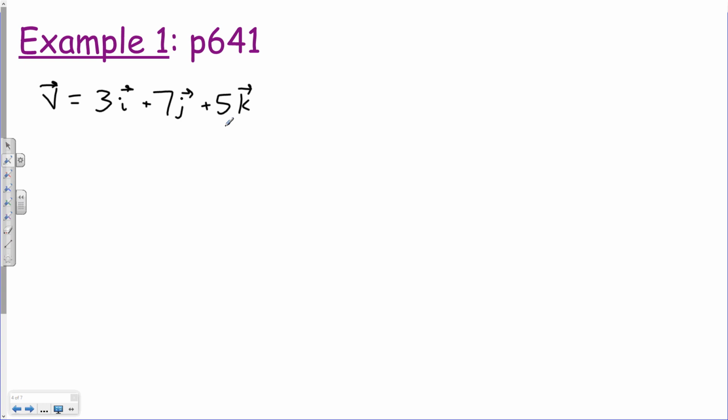And I'm going to suggest that we do it in the order they say there, although technically it doesn't matter, but I think it's more natural to first find the direction cosines, and then you can solve that to find the direction angles. So for the direction cosines, remember that we need to know the magnitude of this vector. So let's first start out by finding the magnitude of vector v. And that's just going to be the square root of 3 squared plus 7 squared plus 5 squared.